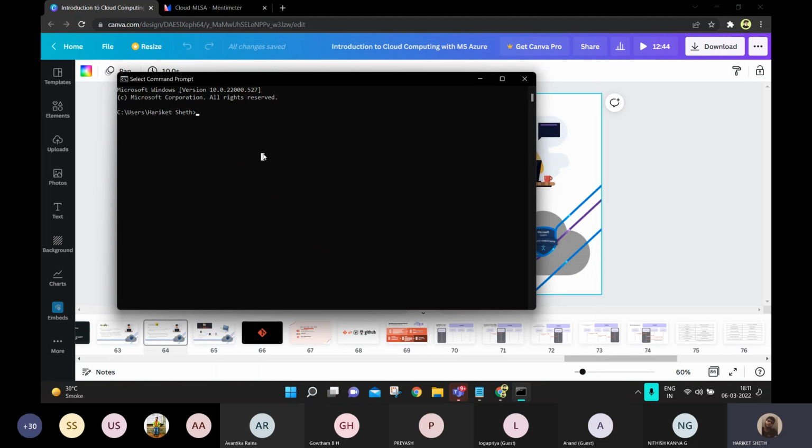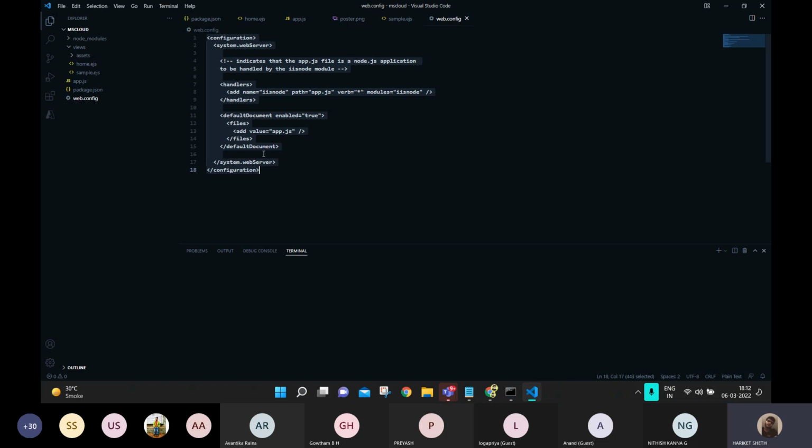Okay, so I always prefer working with command lines rather than graphical user interfaces. I have one of my projects as a sample project. First of all, I'll go to my desktop and then to my MS Cloud folder, which has a sample project ready for you. If I write code dot, it will open that project in VS Code.